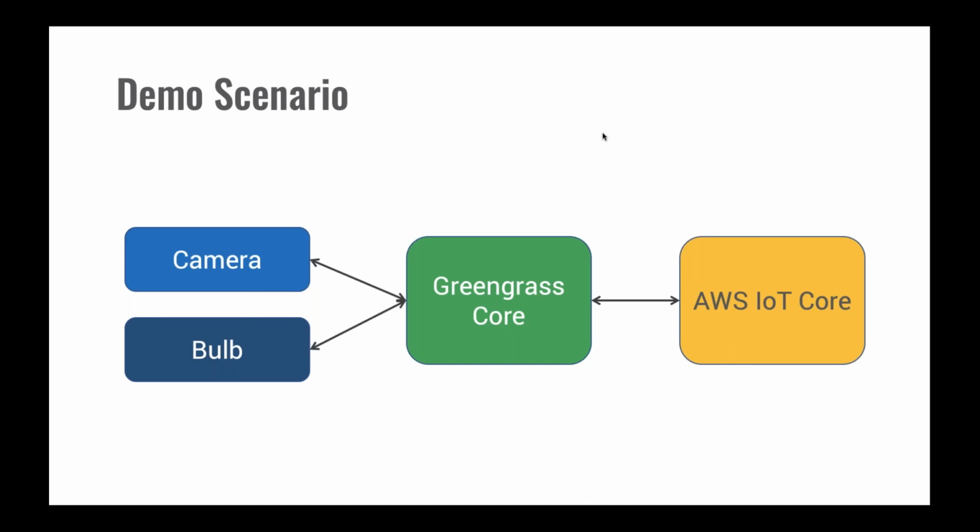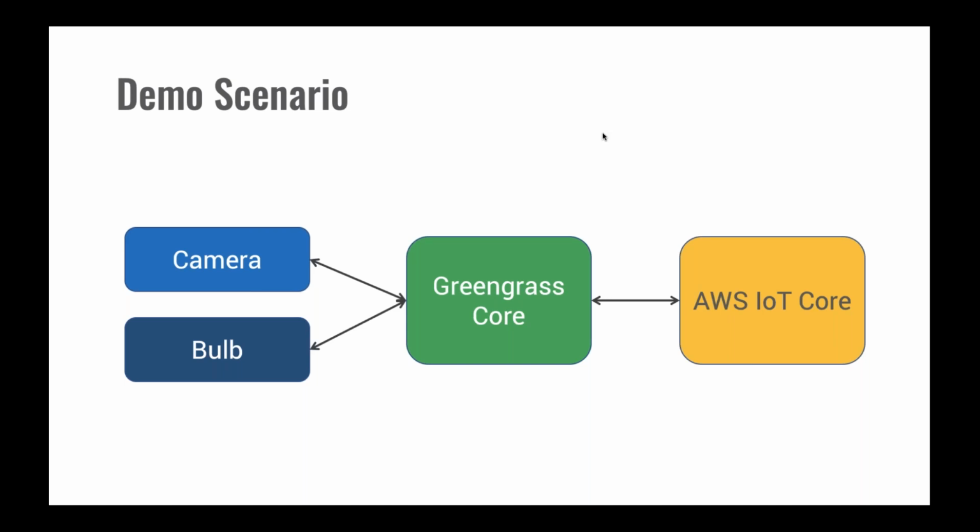And both these Raspberry Pis are connected to a Greengrass core. And this Greengrass core is actually another Raspberry Pi, but this is not a Raspberry Pi Zero. It's a Raspberry Pi 3 Model B+, which means it's more powerful, it has more memory, a better CPU, and is capable of running the Greengrass core runtime. And this Greengrass core runtime talks to the cloud, which is AWS IoT Core.